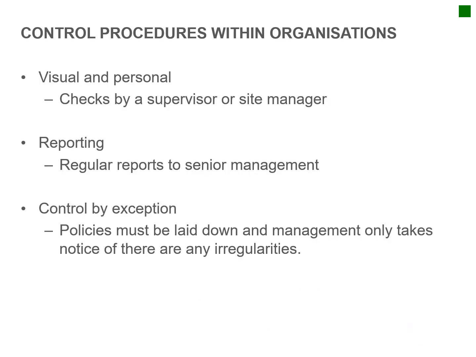Control procedures within an organization can either be visual and personal, checks by the supervisor or site manager. That's hands-on, going to site, having a look at progress and so on, relying on regular reports to senior management, etc., and making your deductions from that report. Then control by exception is where policies must be laid down and management only takes notice when any irregularities occur. That is a stance that is taken by many large corporations. If all seems well, it is well. So this is more or less the way that they manage their things.